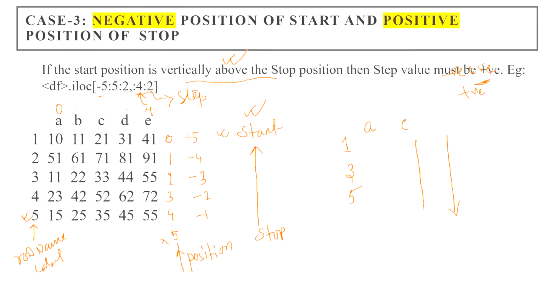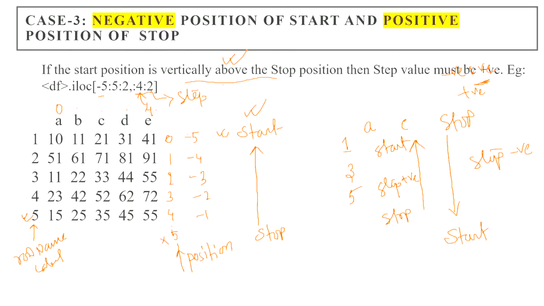previous one, start was here and stop was here. In that case, step is negative. Now start is here and stop is here. So step will be positive. Okay. So these two cases we need to remember.